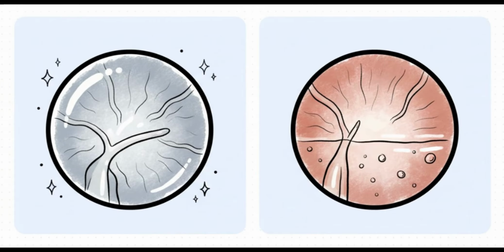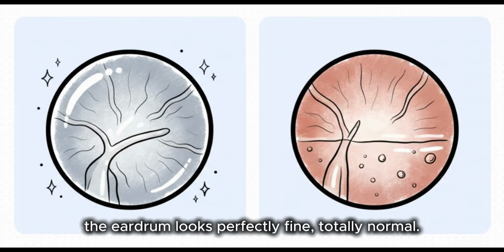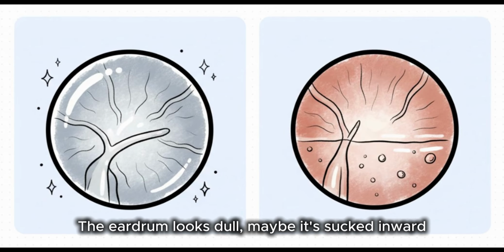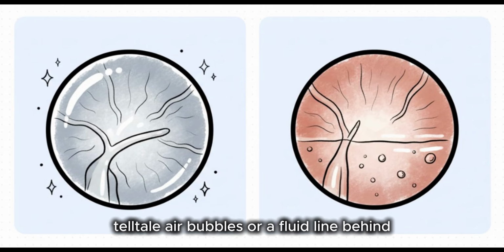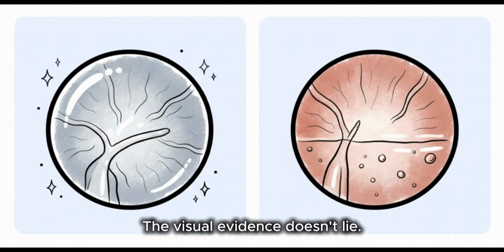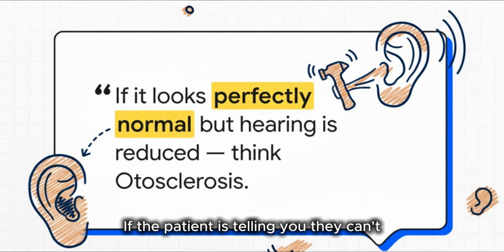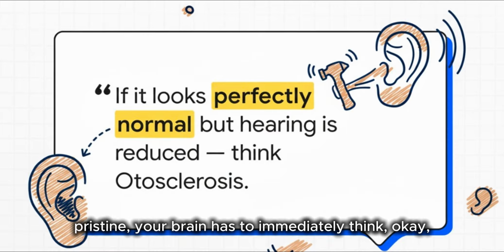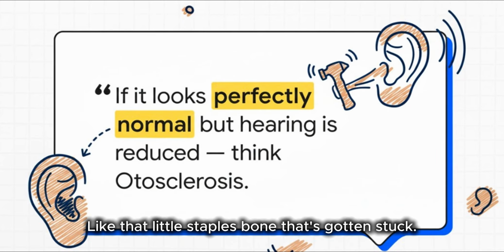With otosclerosis, you peek inside the ear and the eardrum looks perfectly fine, totally normal. But with OME, it's a completely different scene. The eardrum looks dull, maybe it's sucked inward a bit, and you might even spot some telltale air bubbles or a fluid line behind it. The visual evidence doesn't lie. This right here is a clinical gem you've got to remember. If the patient is telling you they can't hear well and their tests confirm it, but you look in their ear and everything looks pristine, your brain has to immediately think, okay, the problem must be deeper, like that little stapes bone that's gotten stuck, that's otosclerosis.